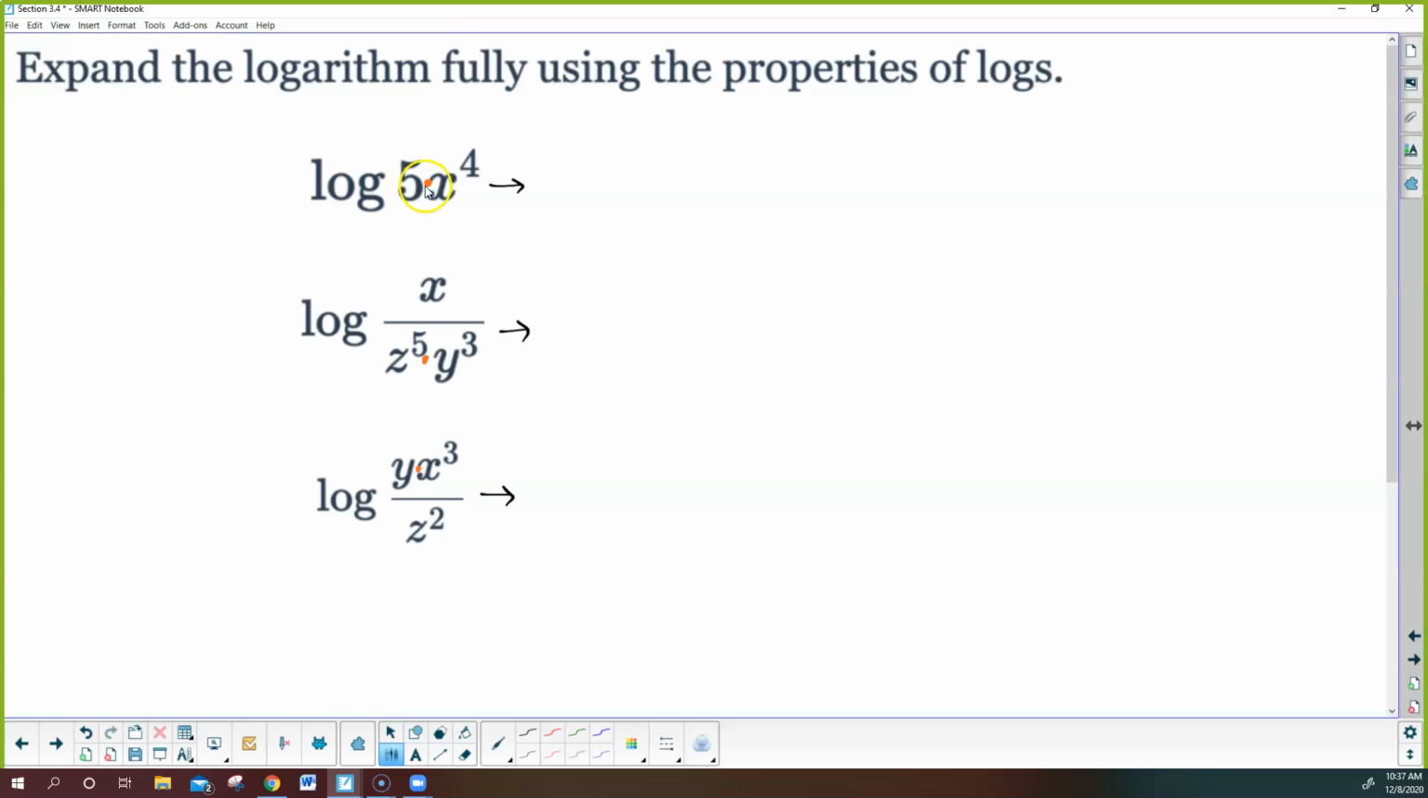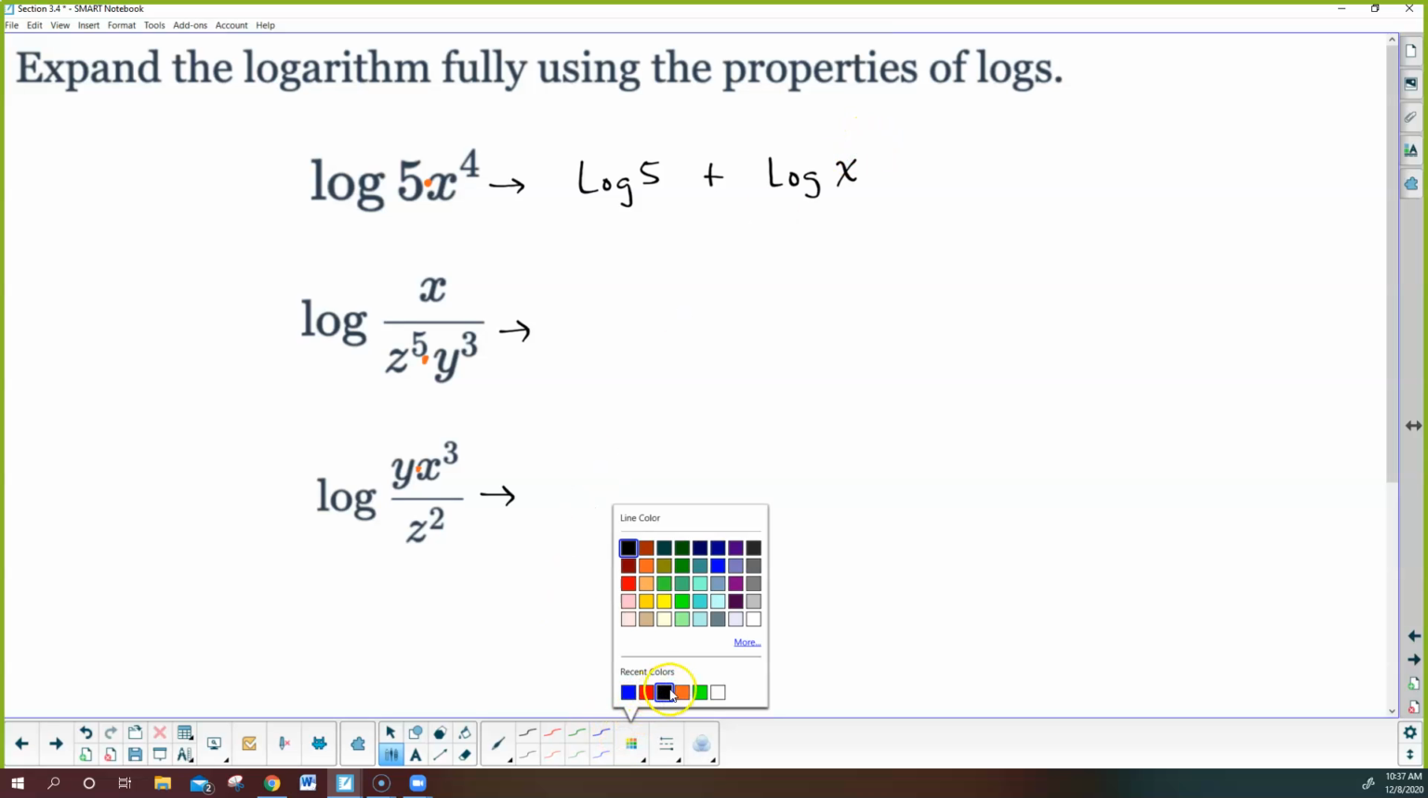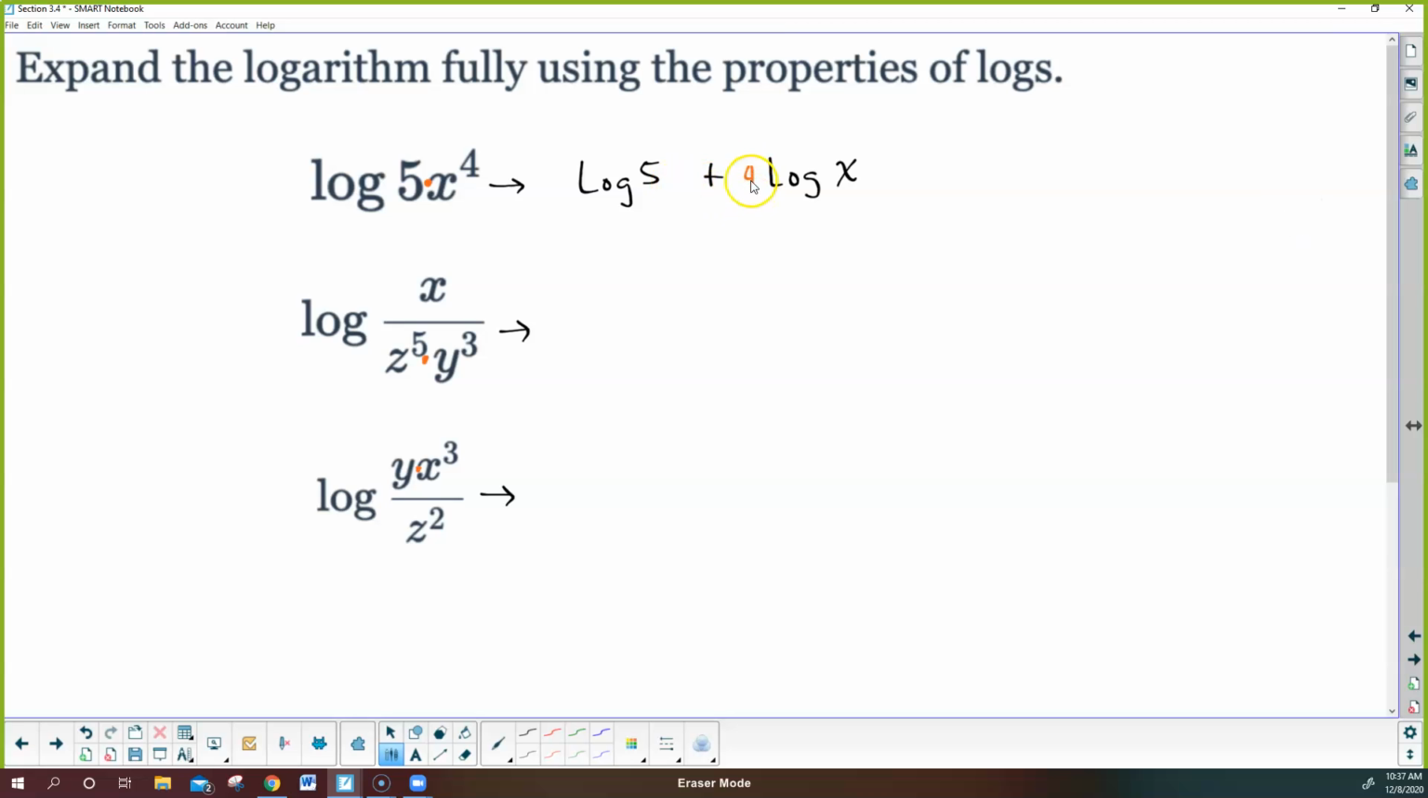So I've got the log of 5 times x to the fourth. Well, the 5 times x to the fourth is the product rule. So I'm going to split this up as the log of 5 plus the log of x to the fourth. But instead of putting a 4 here, I know that that 4 is going to move down in front as a multiplier. And then that's as far as we can expand it.